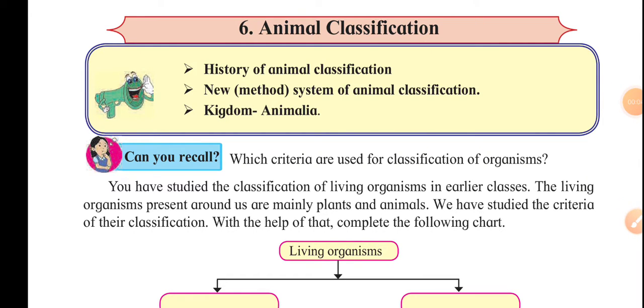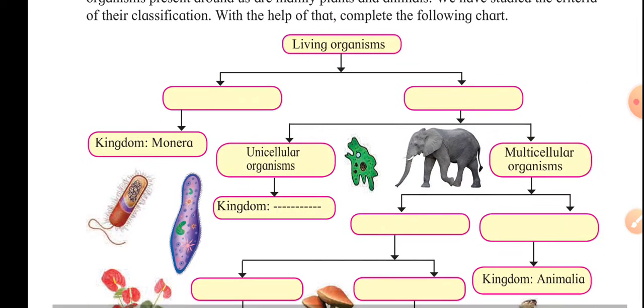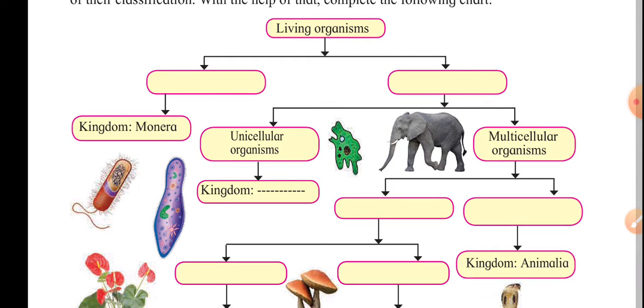Today we are going to see Maharashtra State Board Class 10 Science 2 Chapter number 6, Animal Classification. In the previous standard we have already studied about the classification of the living organisms. In that we had already studied the different things which they have mentioned in this particular chart. First we will discuss this particular chart, and then afterward we will talk about the classification of the animals.